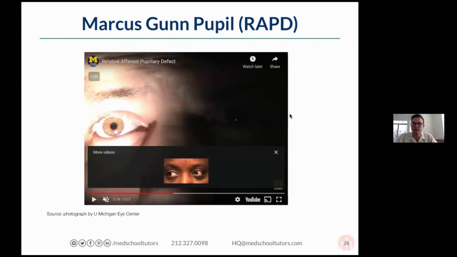This is the most sensitive test for an optic nerve problem. If you don't want to understand it and you just want a buzzword, if you see this, think optic neuritis and MS is where I would go with my brain.